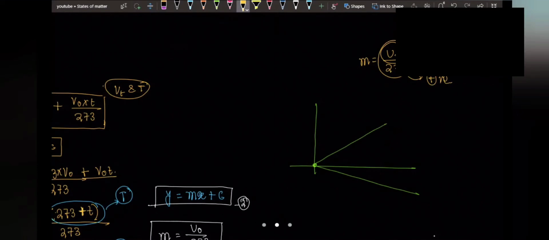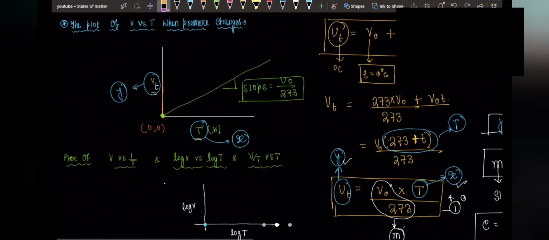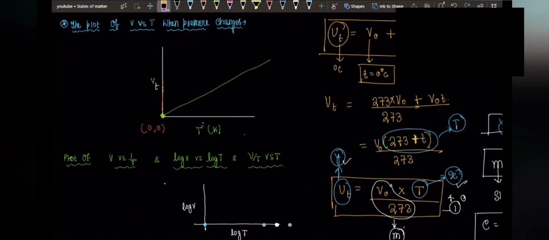If that's a positive quantity, then the straight line would be in the positive direction. Over here, in this straight line, the slope is positive, right? And over here, the slope is negative. So which straight line am I going to draw? I'm going to draw this straight line. Now, one more thing. If I just rub off the other paper. Now, guys, in Charles' law, which parameter was constant?